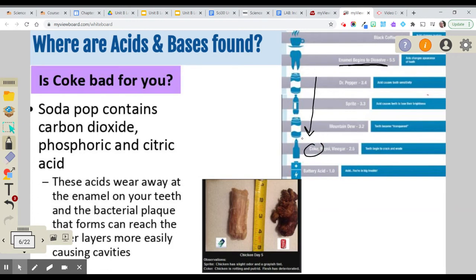This one I just thought was so interesting. Soda pop contains carbon dioxide, phosphoric, and citric acid. As you remember, carbon dioxide actually reacts with water to form carbonic acid. So all three of those different acids could be in your soda pop that you're drinking. And there's an example here of a chicken breast that had been put in Sprite versus Coke for 5 days. And you can just see how much the flesh has deteriorated on that chicken that was in the Coke. So that acid was just eating away and deteriorating it. And it does the same thing to your teeth too.